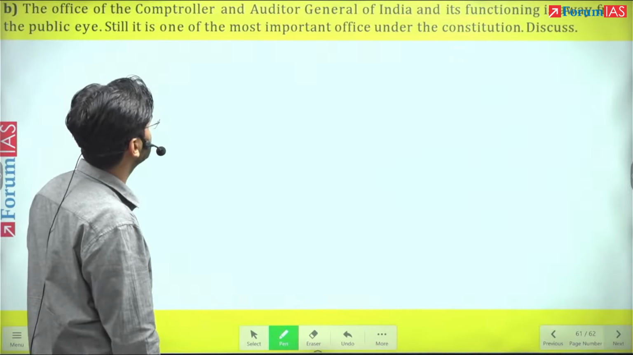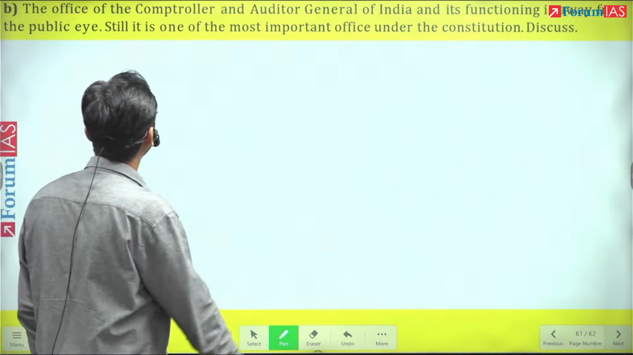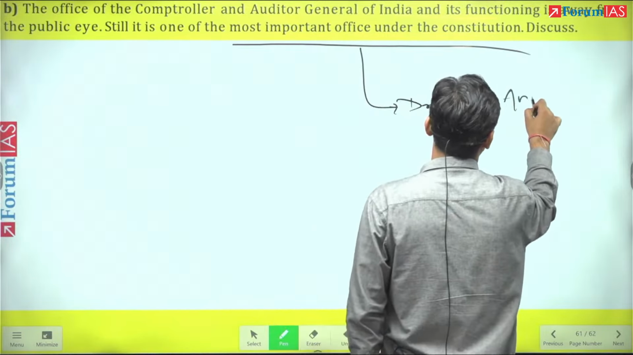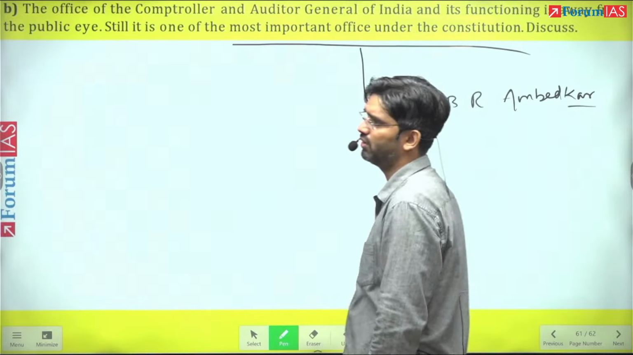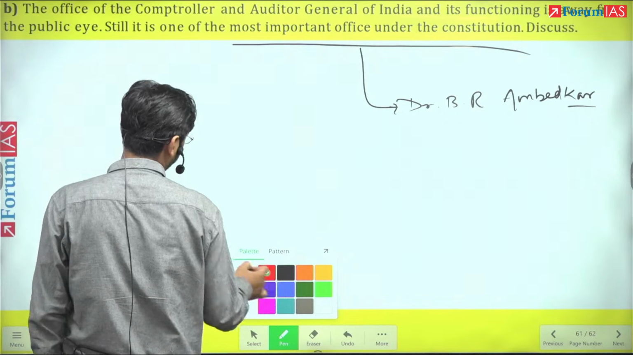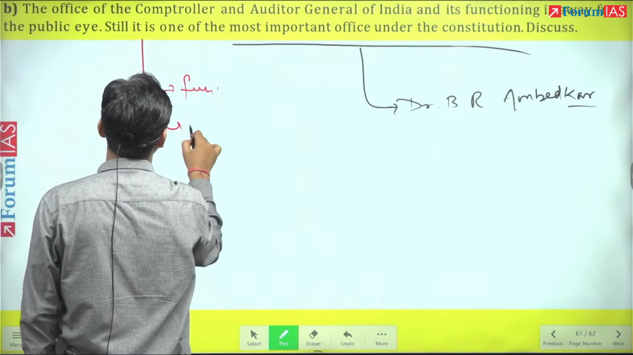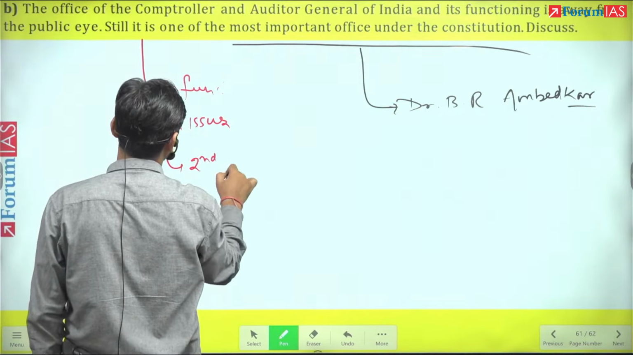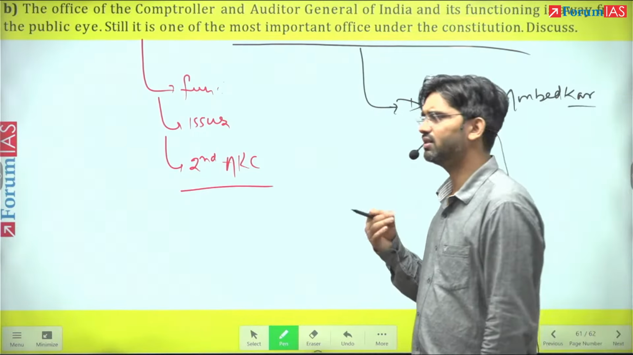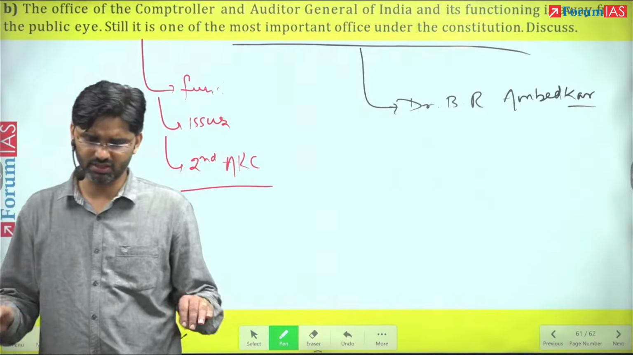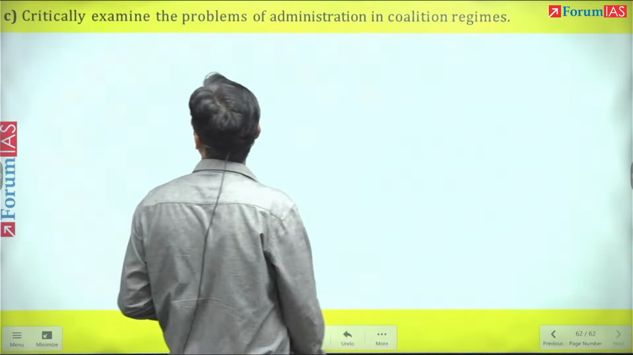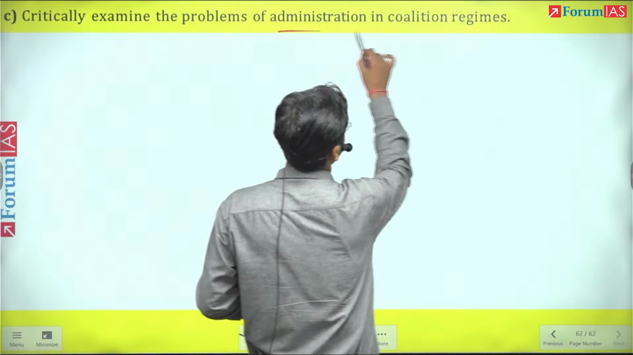The office of CAG and its functioning is away from the public eye. It is still one of the most important offices under the Constitution. Dr. B.R. Ambedkar equated this office as one of the most important offices for the functioning of democracy. Simple question, open-ended debate: write its functioning, its issues, and then mention the stand of second ARC, right? For example, the 2G scam was highlighted by CAG, but it failed to be proved in regular courts.